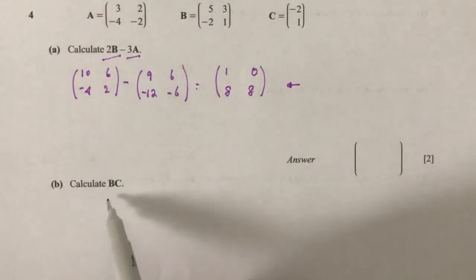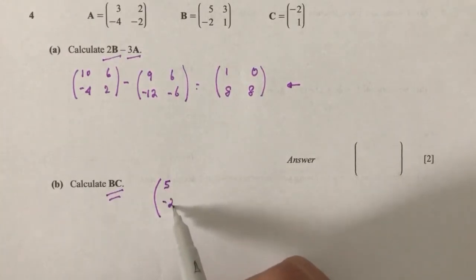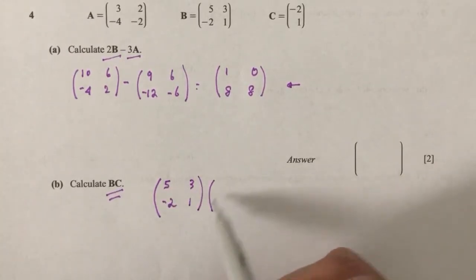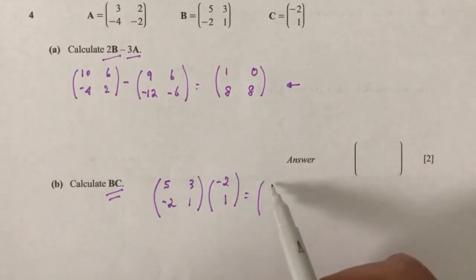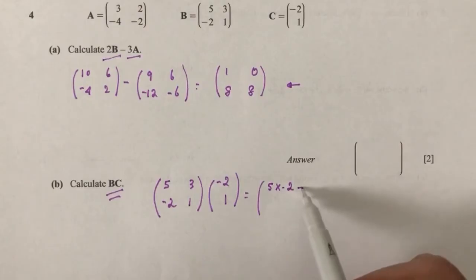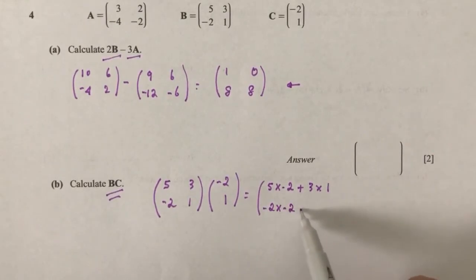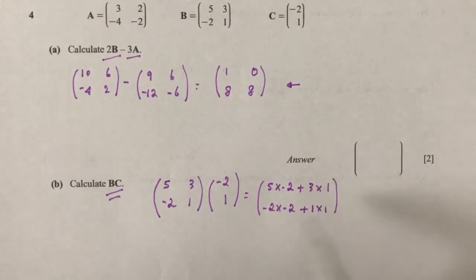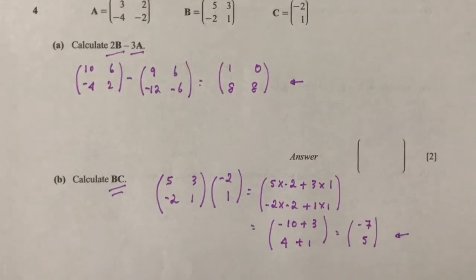Now for part B, calculate BC. So B times C, B is this given to us, 3, 1, and C will be -2, 1. So it's always row by column, so 5 times -2 plus 3 times 1, and then -2 times -2 plus 1 times 1. So this will be -10 plus 3, that will be -7, and 4 plus 1, which is equal to 5. -7 and 5. This is your answer for part B.